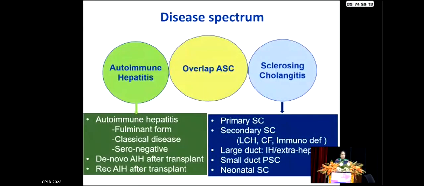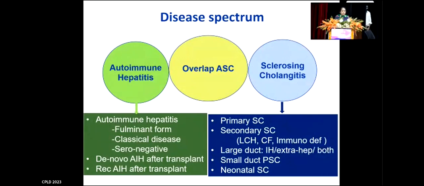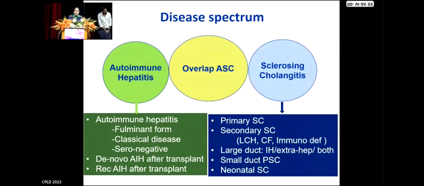So the disease spectrum in children ranges from autoimmune hepatitis, which could be of various types: fulminant, classical, seronegative, de novo AIH after transplant, and recurrent AIH after transplant. Then amongst the overlap, we have autoimmune sclerosing cholangitis. And then we have sclerosing cholangitis, which again could be primary, secondary, and also neonatal sclerosing cholangitis, which is a genetic condition associated with DCDC2 mutations.